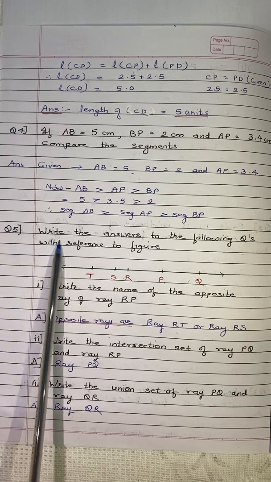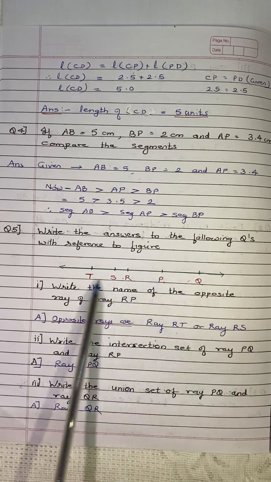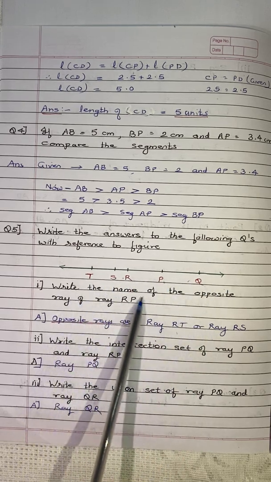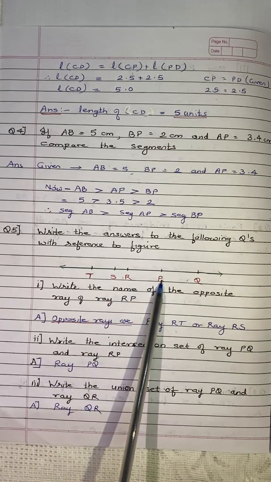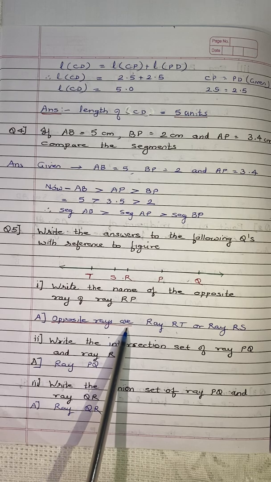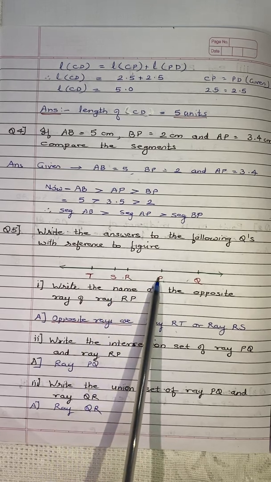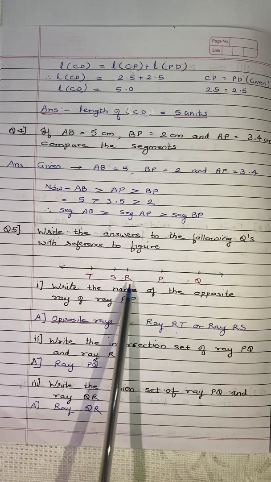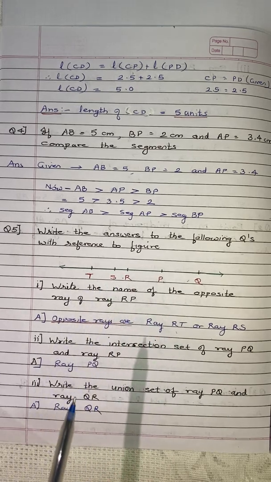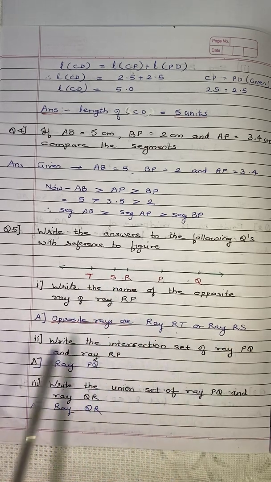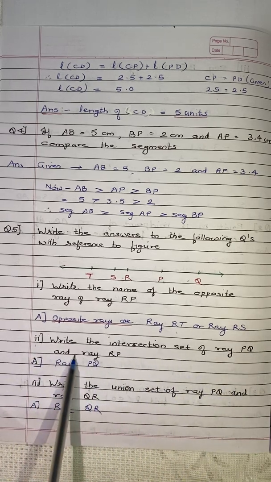Question 5. Write the answers to the following questions with reference to the figure. Now here they have given us a number line T, S, R, P, Q. Now write the names of the opposite rays of ray RP. Opposite rays are RT. RP is the ray. So opposite rays will be RT and RS.